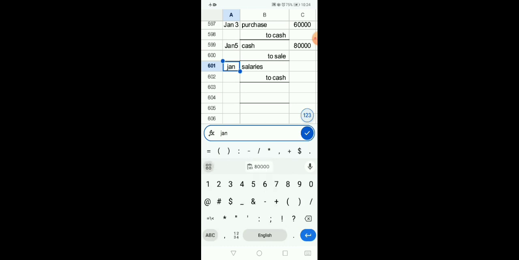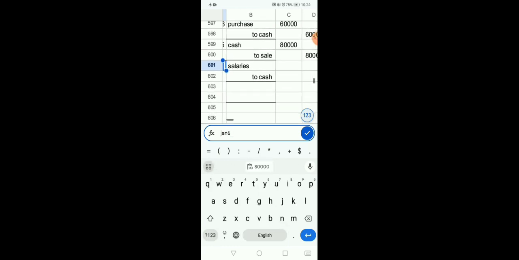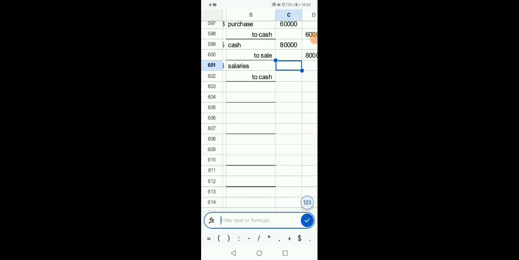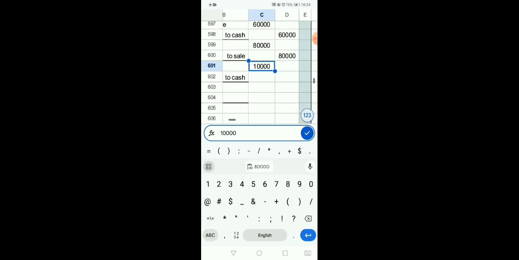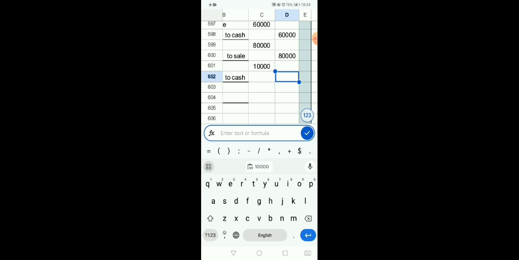The date was January 6. So put date over here, January 6. And now how much amount you have paid for the salaries? It is mentioned here as 10,000. So put 10,000 on debit side, and same amount you are supposed to write on credit side.